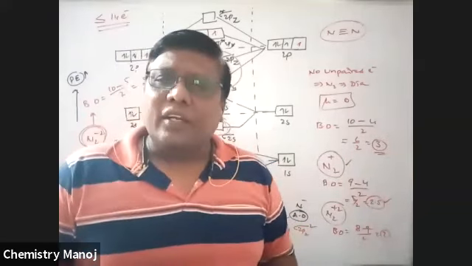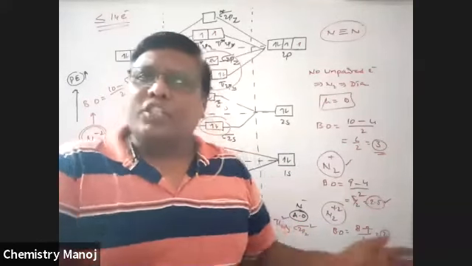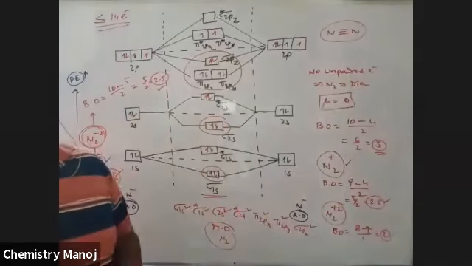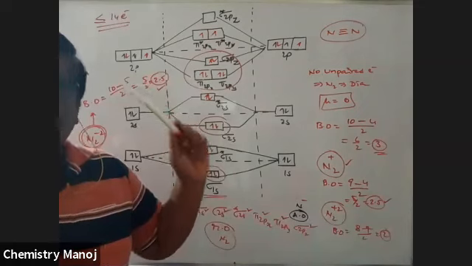Okay, this is the way to decide magnetic property, bond order, and energy order. So like this. Okay, is this clear or not?